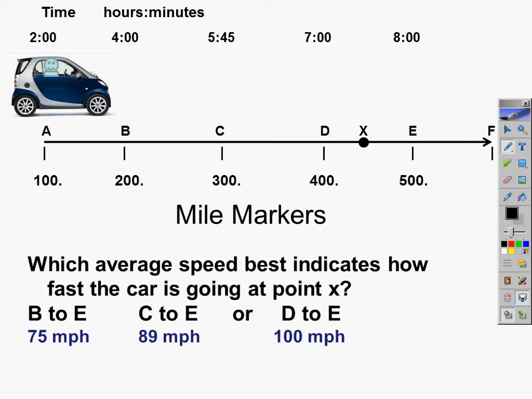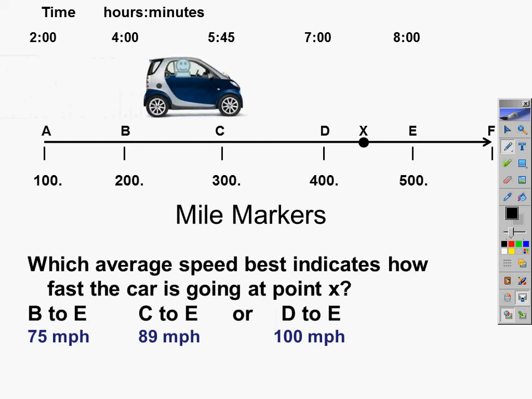75 miles per hour. C to E, 89 miles per hour. D to E, 100 miles per hour. Now that doesn't necessarily mean it was going that fast at any of those points. But here's the thing.